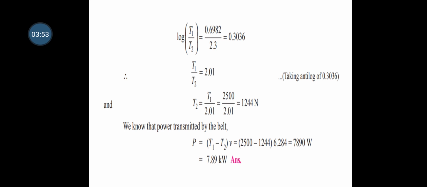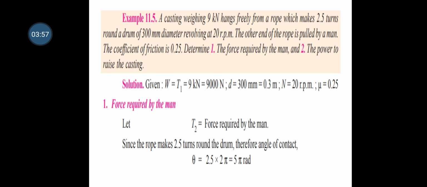And we are going to the next problem. A casting weighing 9 kilonewton hangs freely from a rope which makes 2.5 turns around a drum of 300 mm diameter revolving at 20 rpm. The other end of the rope is pulled by a man. The coefficient of friction is 0.25. Determine the force required by the man and the power to raise the casting.